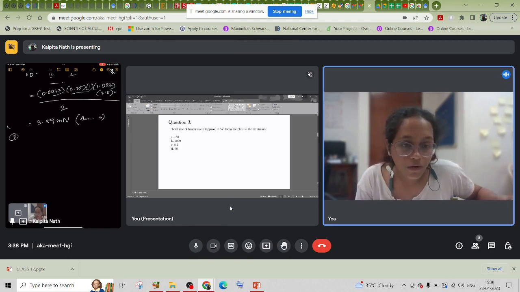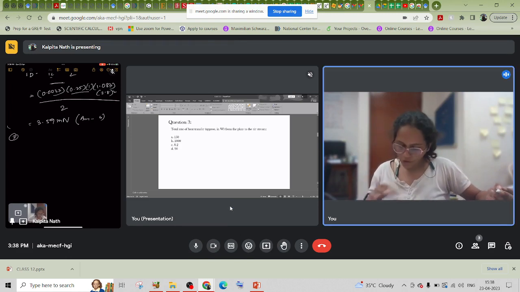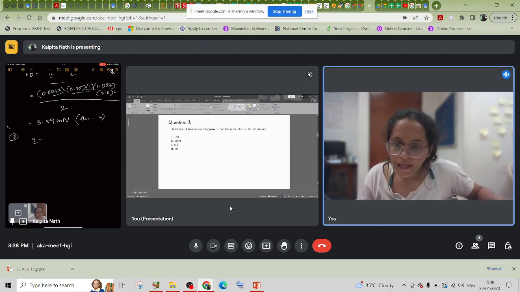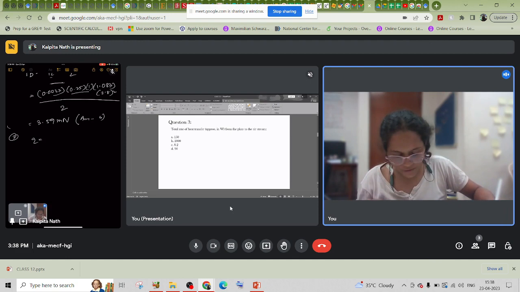I hope you have solved this. If not, then let us proceed. Okay, so we have to find out the heat transfer. So heat transfer, we know that Q is equal to hA delta T, right?